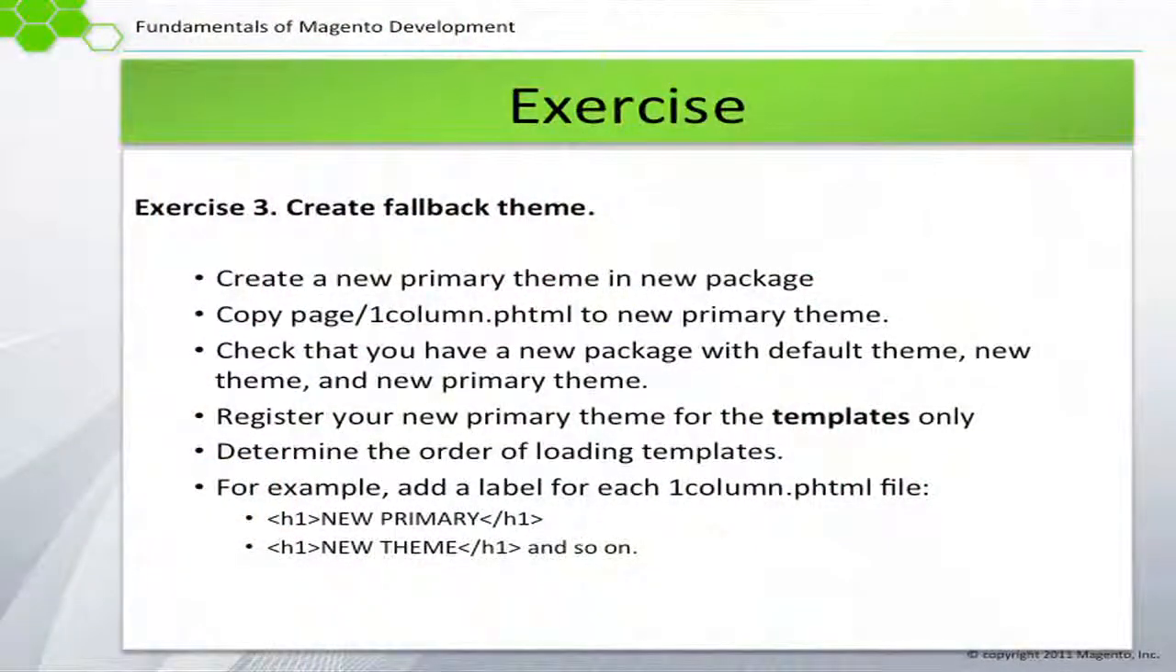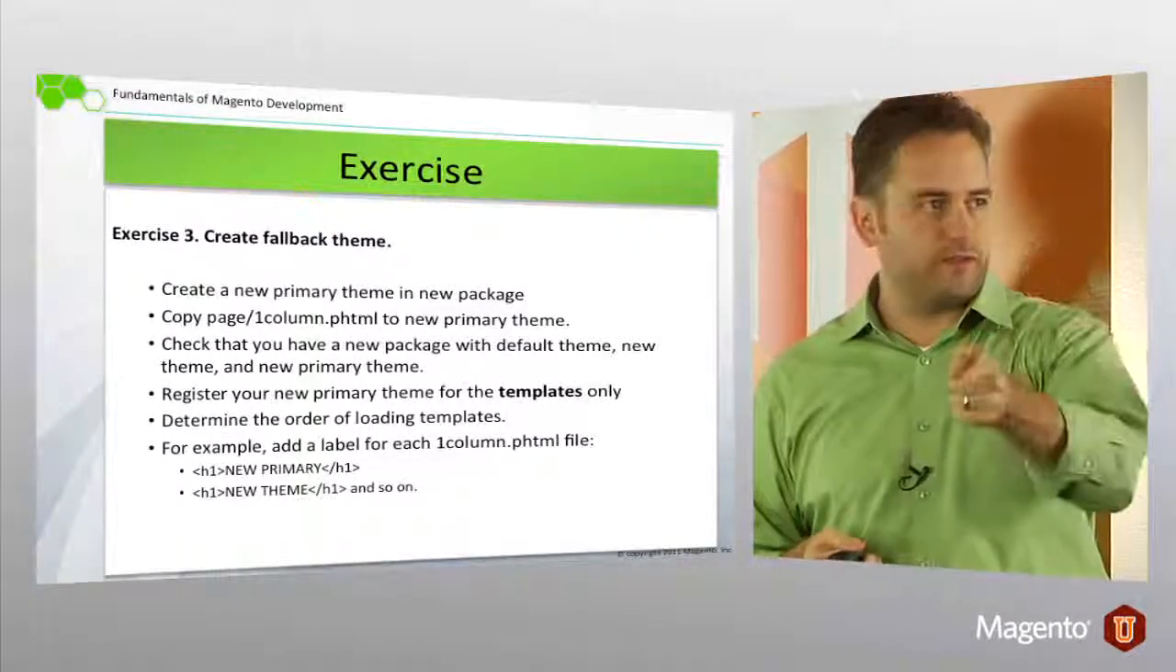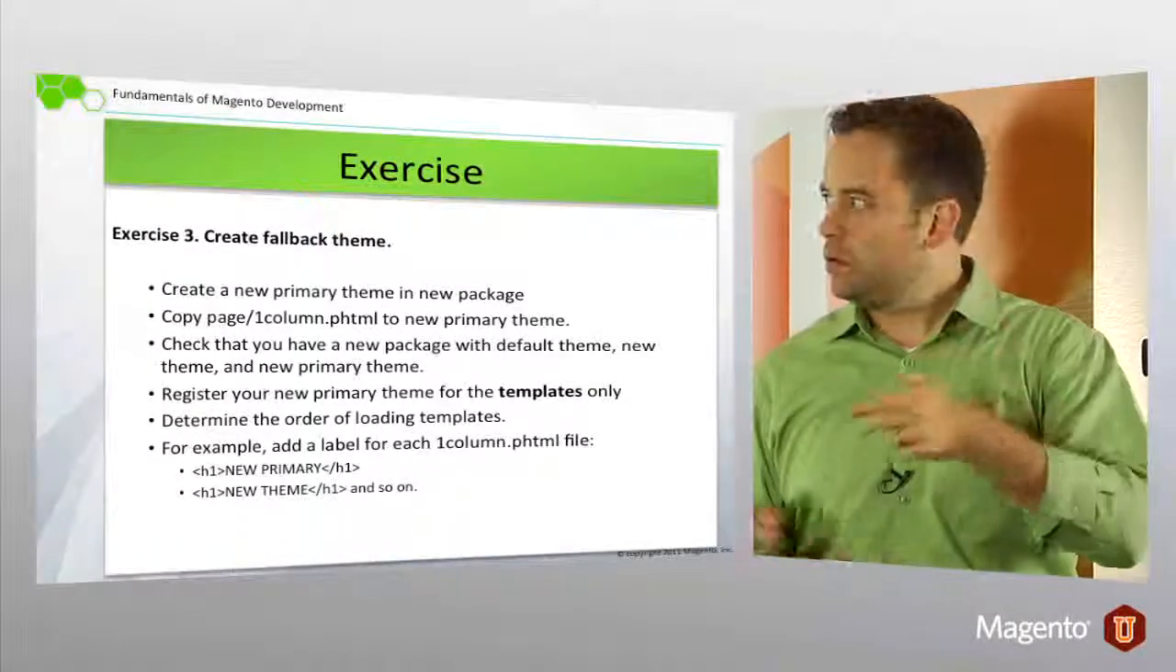Okay, this should hopefully be clear, right? So let's talk our way through this. Create a new primary theme and a new package. So our new package is custom package, custom underscore PKG. That's a folder. What do we do to create a new theme? Two steps. First create the folder for the new theme, and then a template folder, and then page.